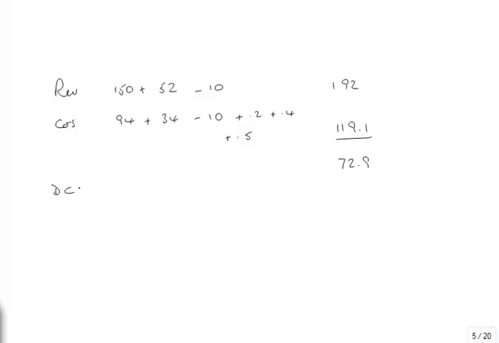Revenue is 150 plus 2/3 of 78. 2/3 of 78 is 52. Minus 10 is 192. Cost of sales is 94 plus 2/3 of 51 is 34. Minus the 10, and then we've got the plus the 200 plus the 400 plus the 500 Goodwill. So 128, 118, 119.1, I think. 2072.9.